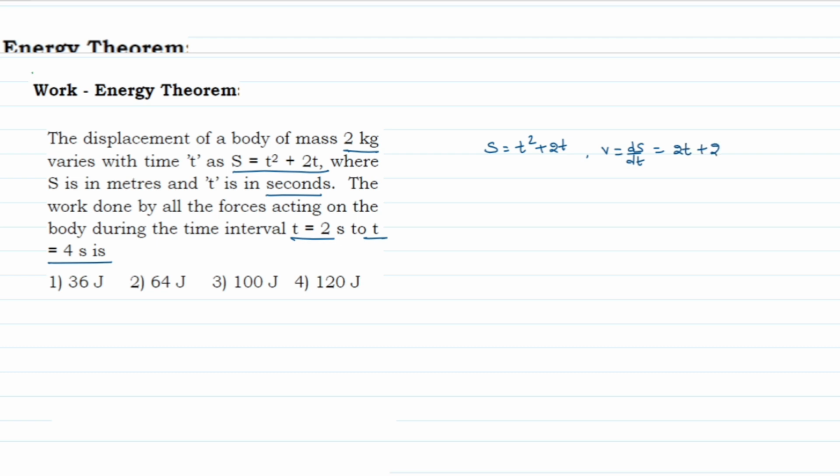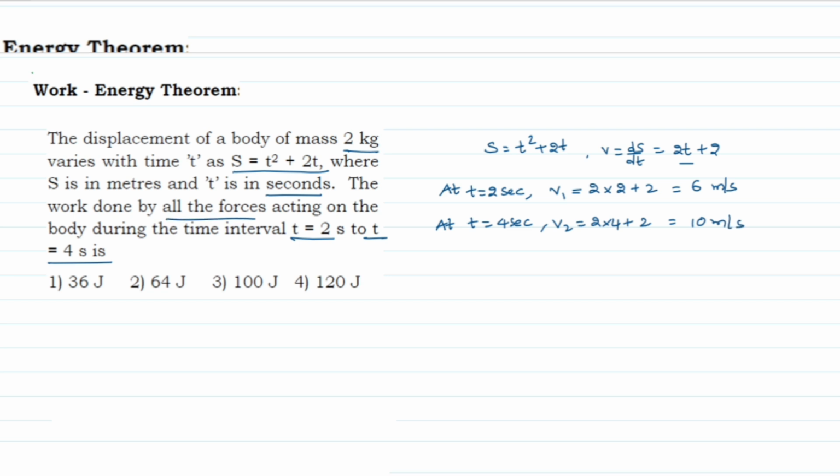Now first let us calculate at t equal to 2 seconds. At t equal to 2 seconds, first we need to calculate its velocity. Then velocity v1 will be equal to 2 into 2 plus 2, we just substitute here, which is nothing but 6 meter per second. Then at t equal to 4 seconds, again you have to calculate its velocity. v2 equals 2 into 4 plus 2, so 8 plus 2 is 10 meter per second.